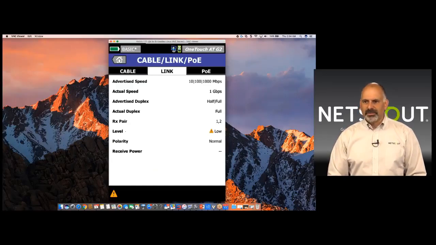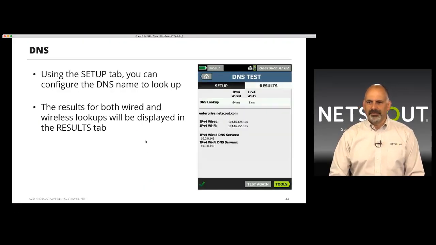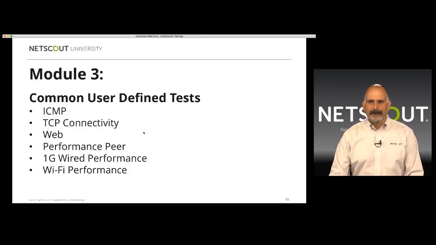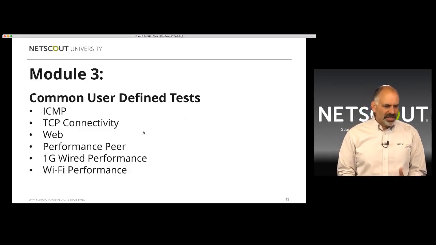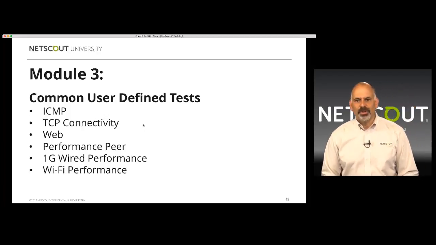So in this case, we see that we connected, but it says our level is low for our Ethernet signal. That's interesting. All right, those are our basic tests. So those are the tests that we're going to see get automatically run every time we do our tests.